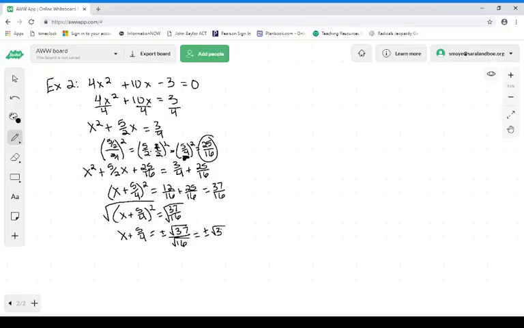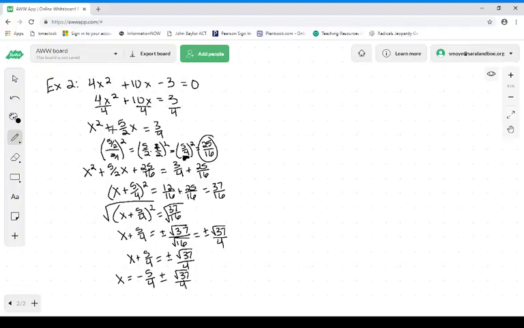So we cannot simplify the square root of 37 at all. There's not a perfect square that goes into that. But luckily, it's square root of 16. That is a perfect square, and so we have just 4. So x plus 5 over 4 is equal to plus or minus the square root of 37 all over 4. Our last step here, get x by itself. Subtract that 5 over 4. So x is equal to negative 5 over 4 plus or minus the square root of 37 over 4.